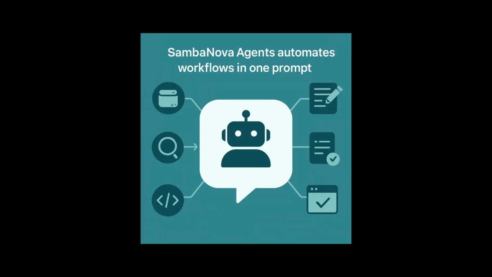SambaNova Agents automates full workflows in one prompt. It pulls data from your tools, analyzes it, runs code in secure sandboxes, creates reports or tickets, and sends updates, all powered by fast DeepSeek models and OAuth connections.